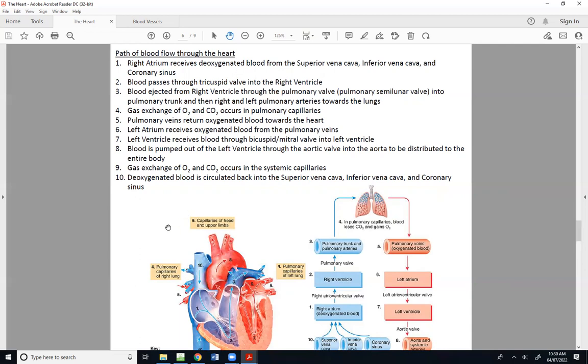So O2 leaves the blood, goes into our tissues, CO2 enters the blood, and then we start the whole process over again with the blood coming back to the right atrium by way of those same three blood vessels.